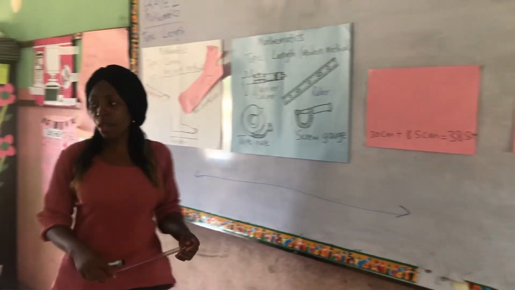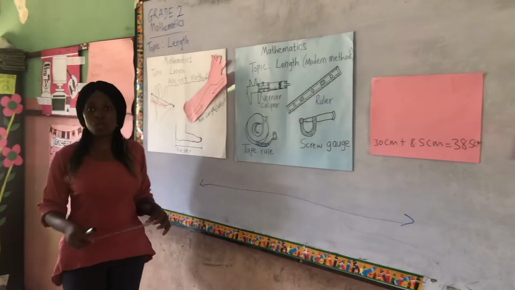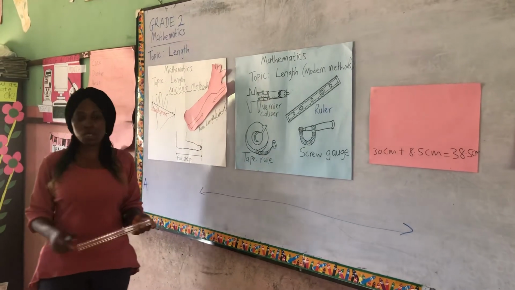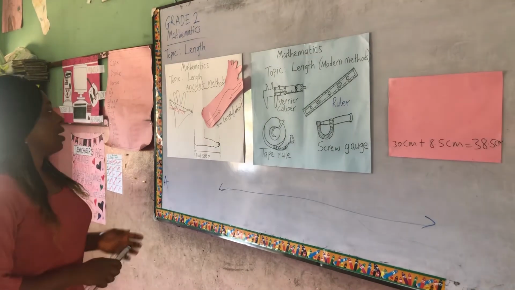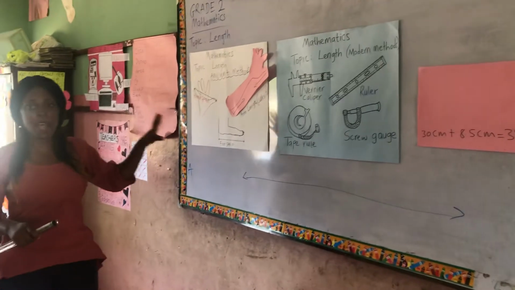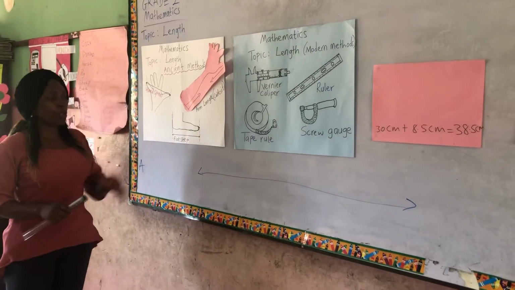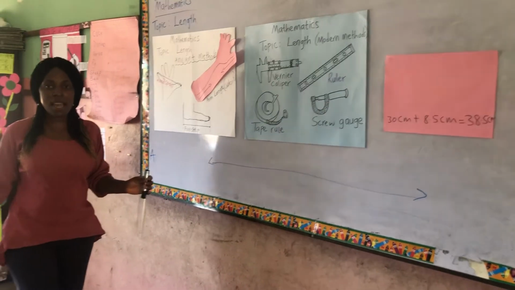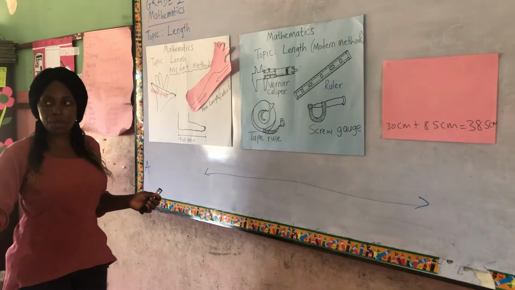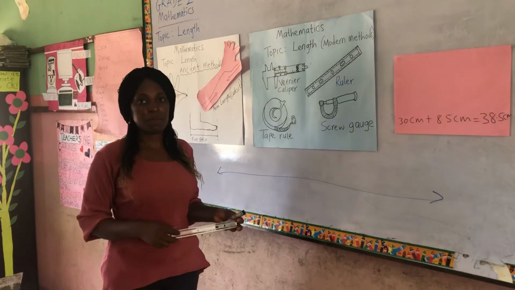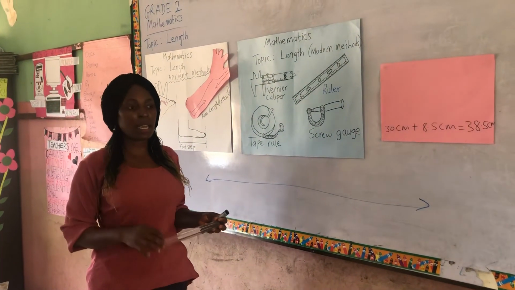So I'm going to give you a home fun. I'm going to give you an exercise which you will do when you get home. You are going to use either your handspan or your cubit to measure the length of your room and also the length of your bed. I'd like you to enjoy that activity.